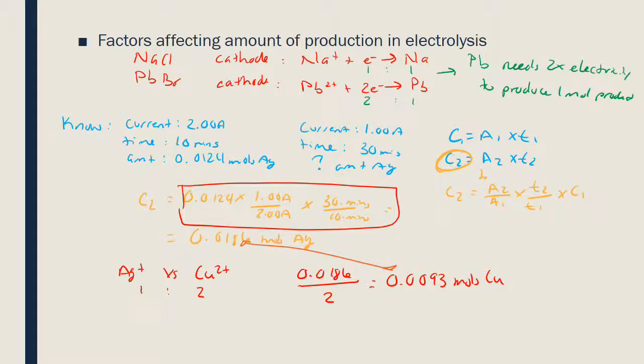So again, showing you that charge, current, and time all affect production of the products in electrolysis. So depending on the information given to you, you can manipulate the calculations in different ways.